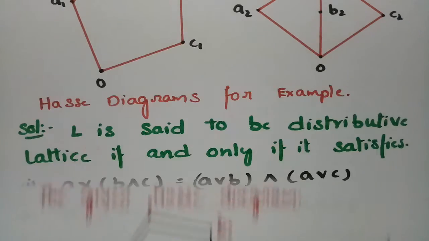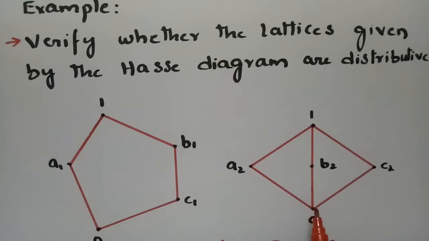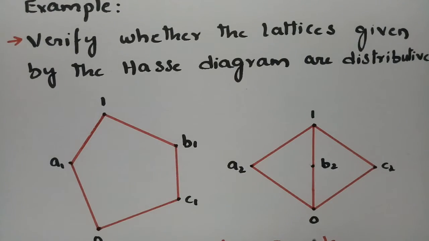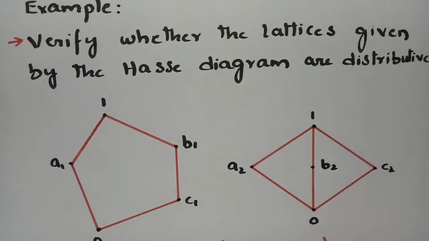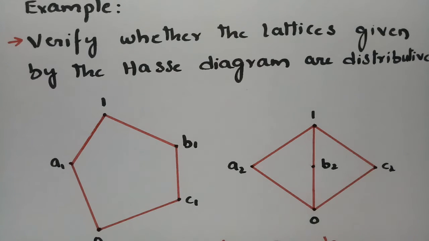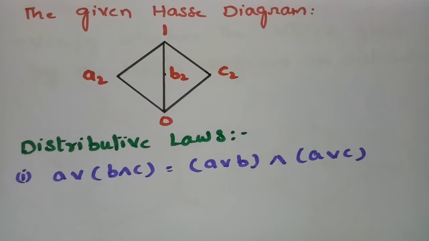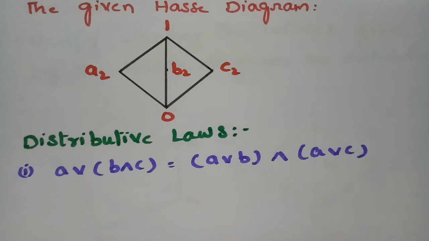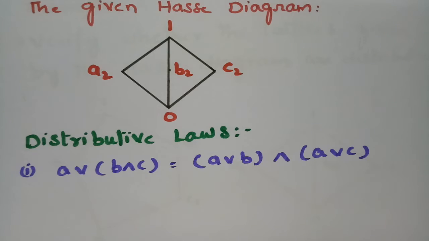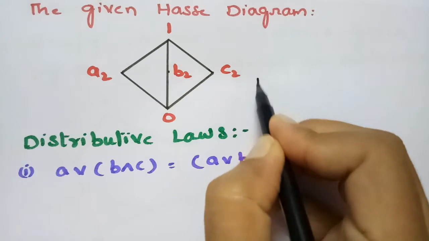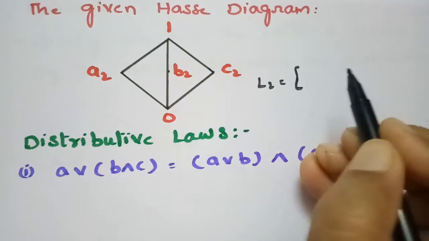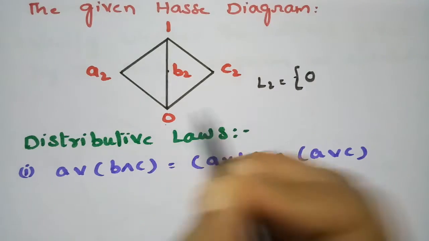And coming to the second Hasse diagram, the diagram is like this. So 0 is the least element and 1 is the greatest element, and we have to check whether the given lattice is a distributive lattice or not. So here is the Hasse diagram and we have to find out the distributive laws. So again I am taking 3 elements. So here lattice L2 contains, as it is a finite set, the least element here is 0.